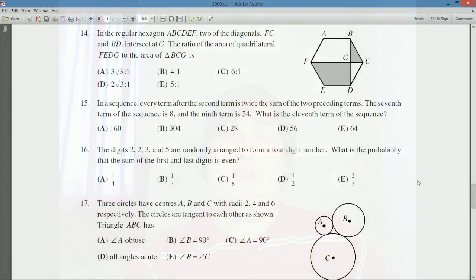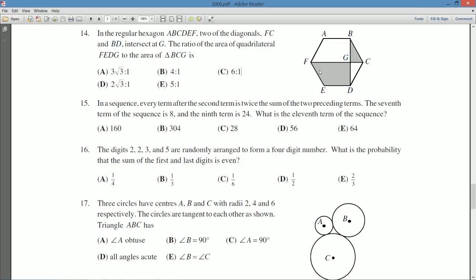Root Beer here with the 2000 Fermat paper, and we're going to take a look at question number 14. In the regular hexagon ABCDEF, the one we have shown over here, two of the diagonals FC and BD intersect at G. The ratio of the area of quadrilateral FEDG to the area of BCG is, okay.